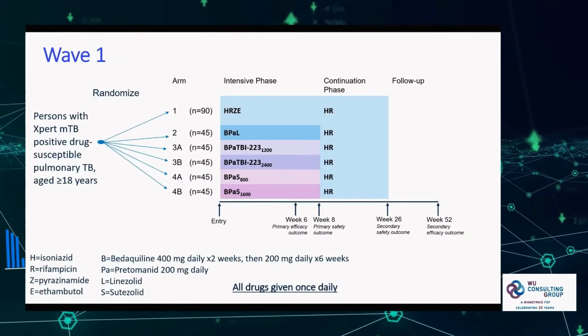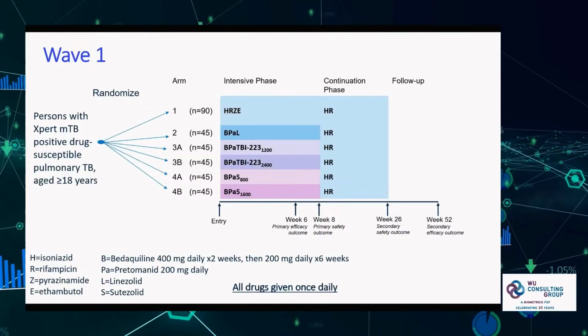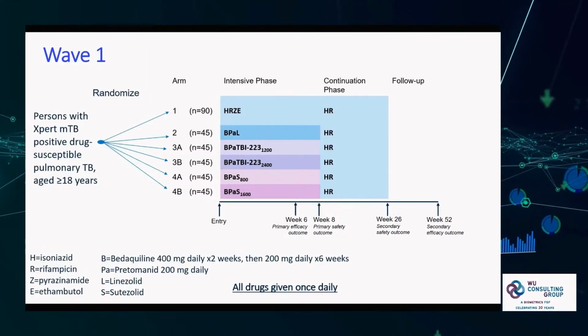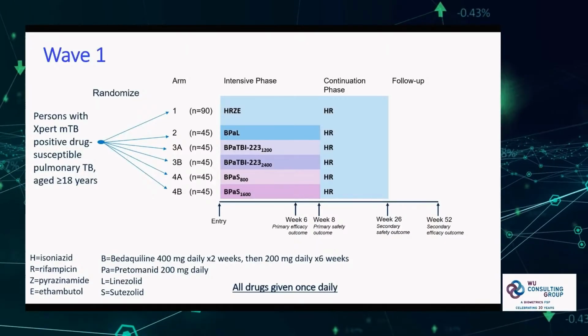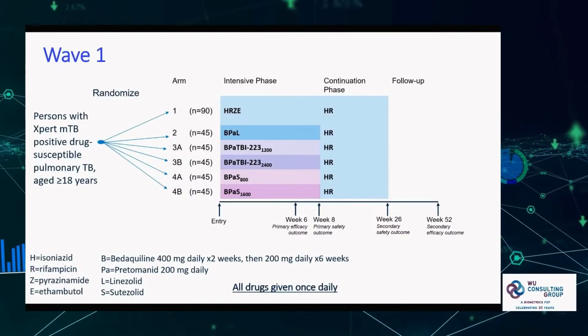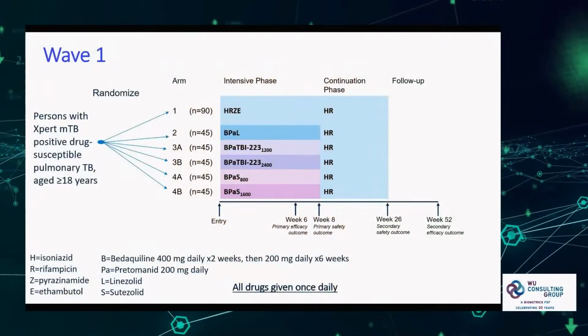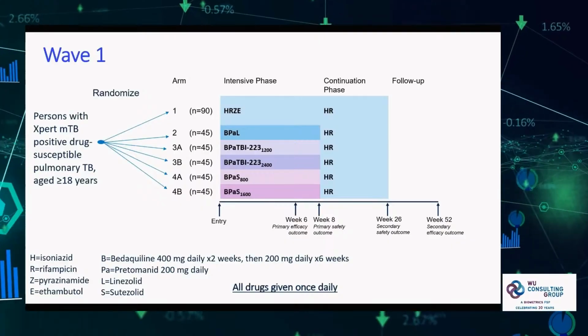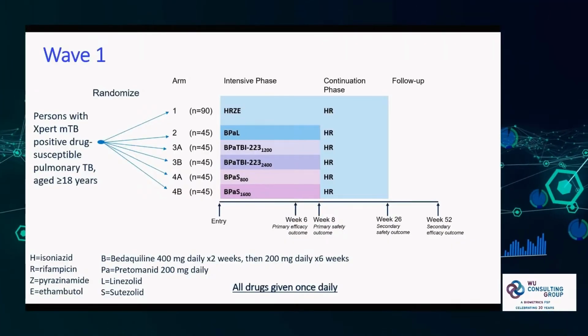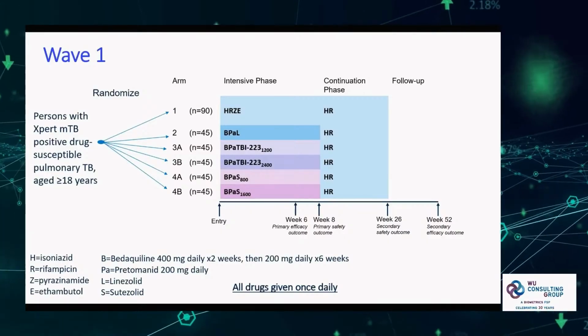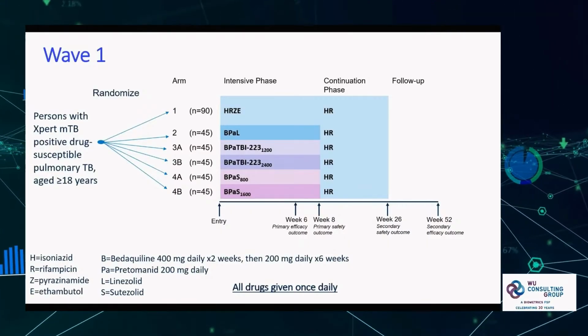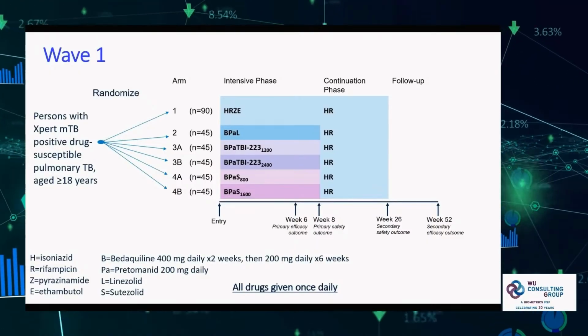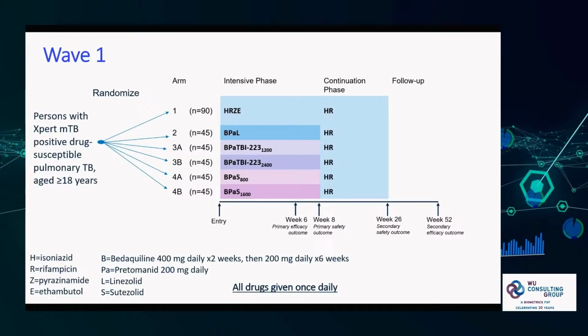They will be given a novel intensive phase of a TB drug combination. In arm 2, we'll give BPAL, which is the bedaquiline, pretomanid, linezolid combination of 3 drugs. This combination has been successful in drug-resistant TB and is being trialed here in drug-susceptible TB. The aim of this first wave of the platform is to determine which drug we should replace that linezolid with. So 2 drugs in the same class as linezolid are being trialed. In arm 3A and 3B, we are trialing TBI-223 at 2 different doses. And in arm 4A and 4B, we are trialing sutezolid at 2 different doses.